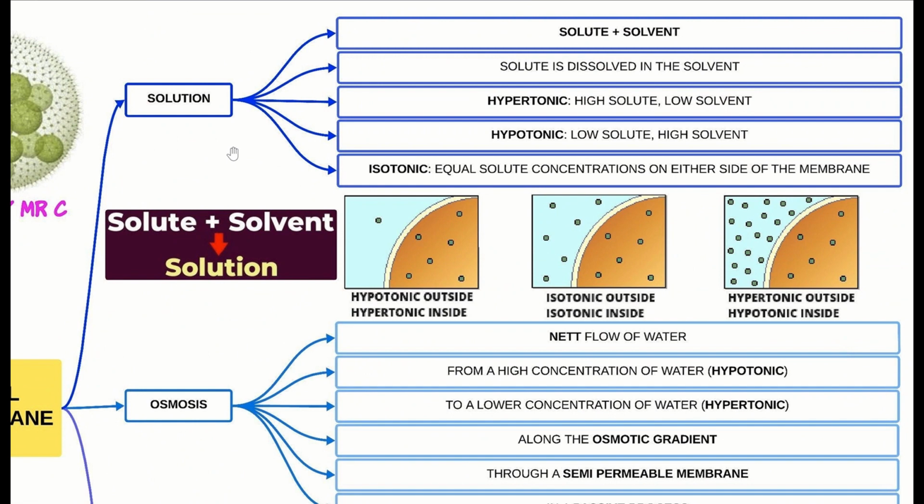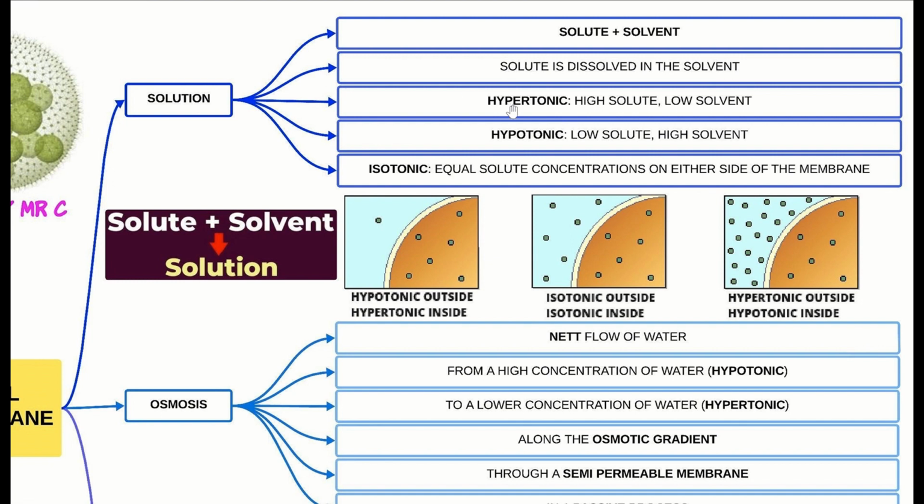Okay, then we move up to here. Whenever we're talking about the movement of water or ions, we need to talk about solutions. A solution is a solute plus a solvent. The solute is dissolved in the solvent, and the solvent inside a cell is water. We use comparison words. These words are used to compare either side of the cell membrane.